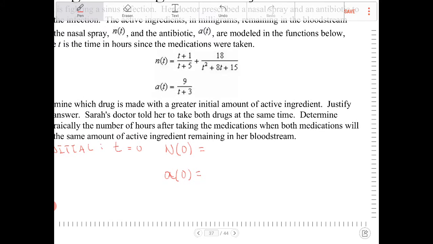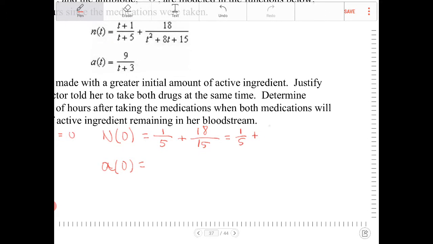It will be 0 plus 1, so that's 1, over 0 plus 5, so that's 5, and then plus 18 over 0 squared plus 0 times 8 plus 15, so that's just 15. And this is the same thing as 1/5 plus 3 goes into both 18 and 15. So it will be 6/5. So we have 7/5.